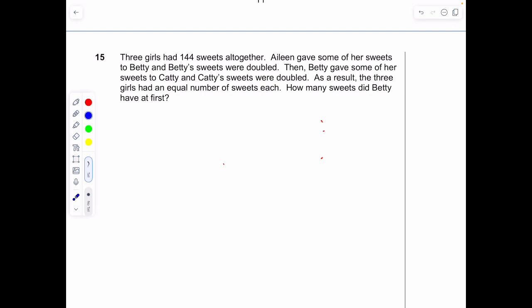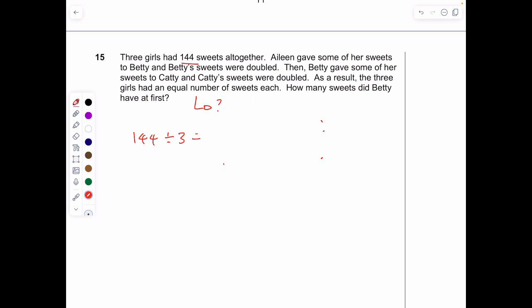So to solve this question, we will work backwards. So we want to know how many sweets they each had in the end, right? So altogether they have 144. We will divide it by 3.